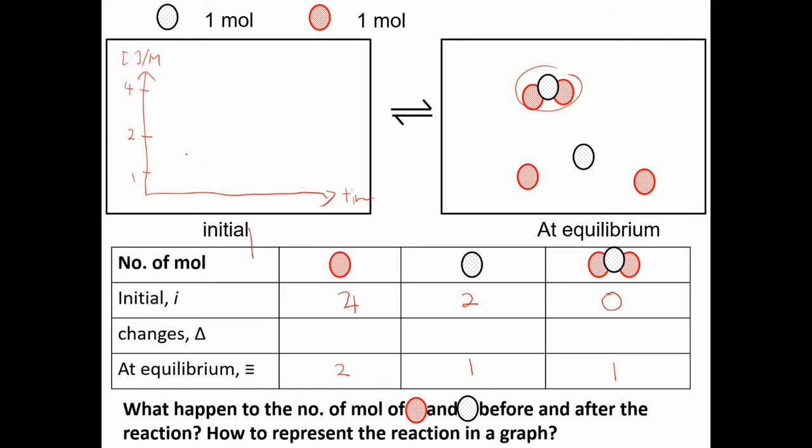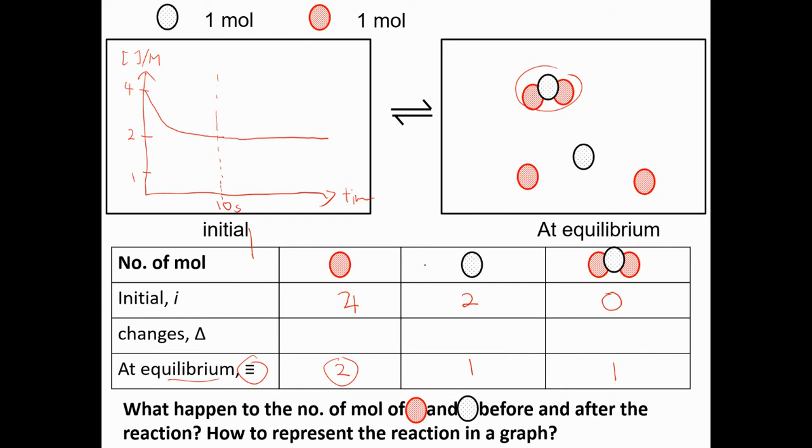What does it mean? We don't know what the number is. The number of moles at equilibrium, which we have calculated, is 2. So for example, let's say at equilibrium it is 10 seconds, it will go down to 2. At this point, the concentration becomes constant because the forward reaction and backward reaction are the same.